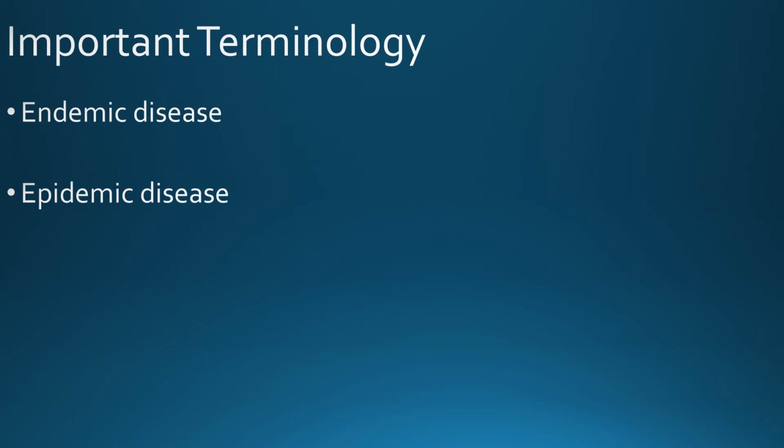If we suddenly had malaria circulating among our mosquitoes in this part of the world, it would be considered to be epidemic. Malaria is not endemic in the United States. So in that case, it would be considered to be epidemic.